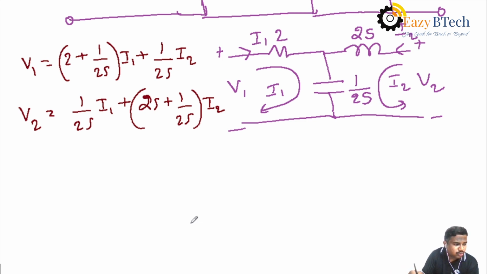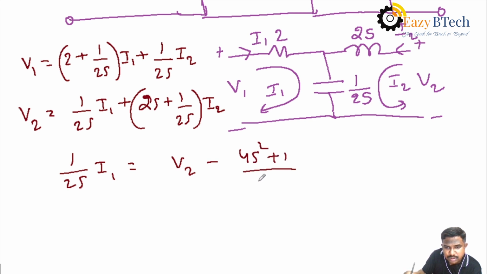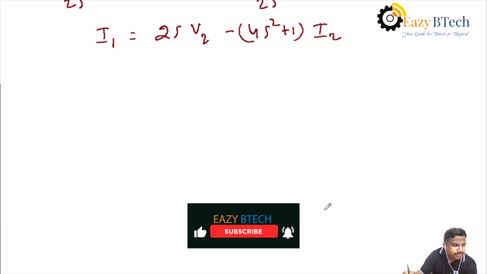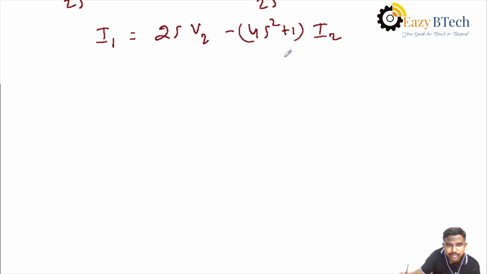Therefore, from equation 2, the second equation, you have to find out the value of I1 here. That's why 1 by 2S I1 equal to V2 minus, take LCM, (4S square plus 1) by 2S into I2. Then multiply on both sides with 2S, then I1 equals 2S into V2 minus (4S square plus 1) into I2. Okay, this is the standard equation for ABCD parameters, that is I1 equal to C into V2 plus D into I2 here.